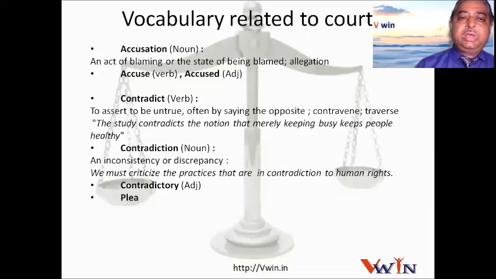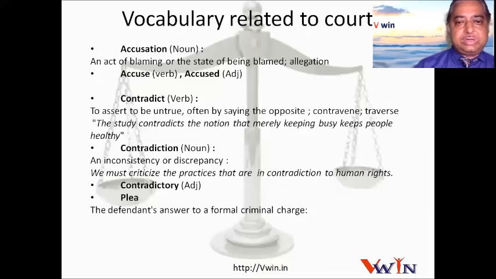Plea. Plea is basically the answer by the defendant to a formal criminal charge. So, if someone has been charged with some kind of crime and he gives his explanation or answer against those charges, then this answer is known as plea, the defendant's answer to a formal criminal charge. For example, he entered a plea of not guilty.